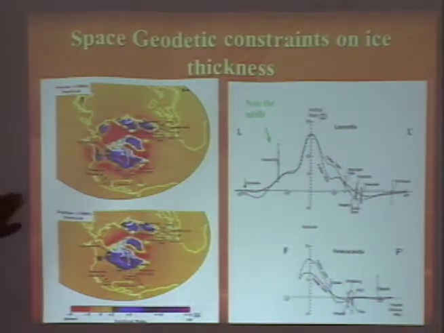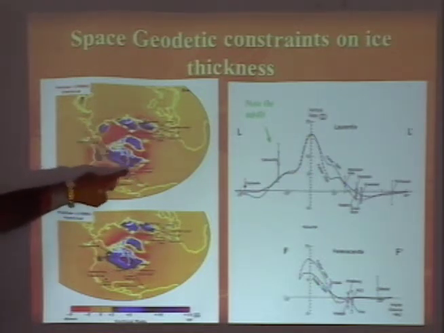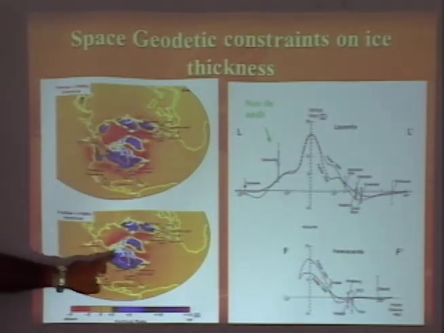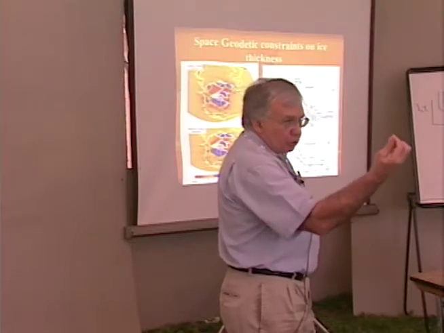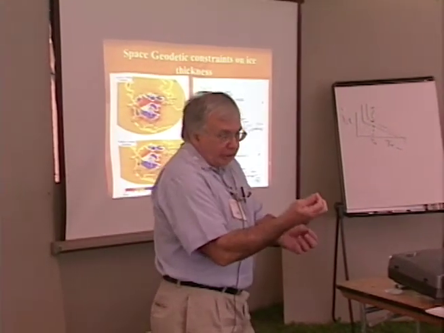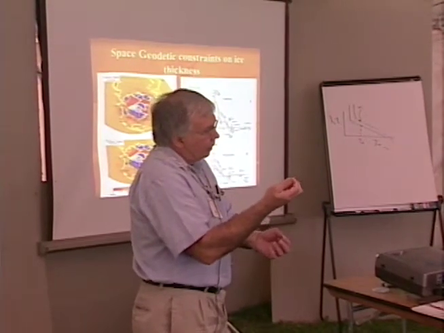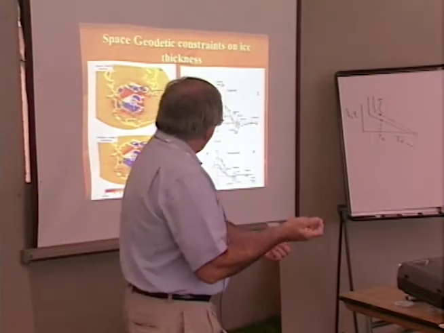Other observations we have consist of space geodetic observations on radio telescopes, from traverses through the North American continent. And these radio telescopes measure the present-day rate of vertical motion, present-day rate of change of the local radius of the Earth at the location of each of the radio telescopes. Again, direct measures of how much ice was removed and where.